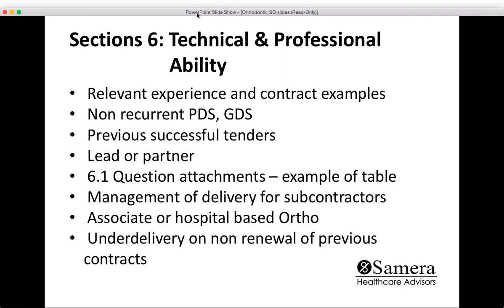So what if I'm an associate or hospital-based orthodontist? So 6.3 on the portal, if you can't provide at least one example of delivering on the contracts.